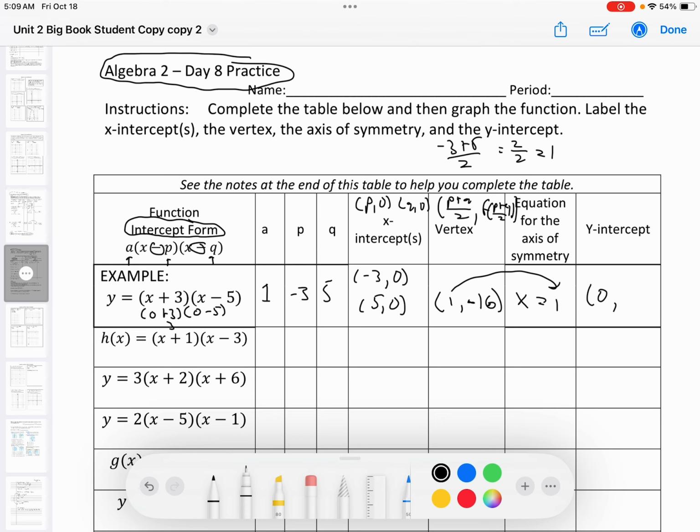0 plus 3 is 3. 0 minus 5 is -5. 3 times -5 is -15. So (0, -15) would be the y-intercept for this example.